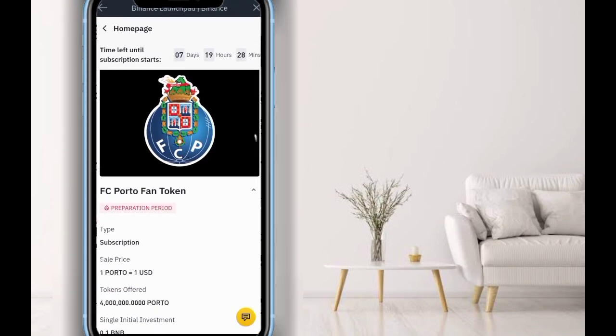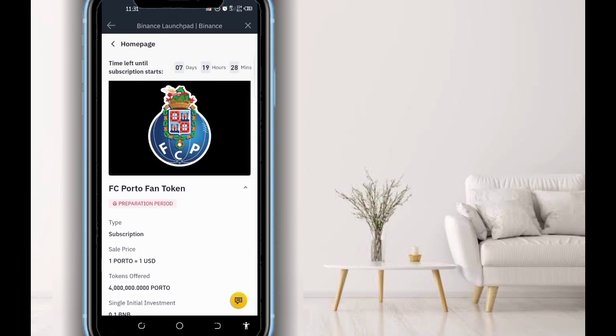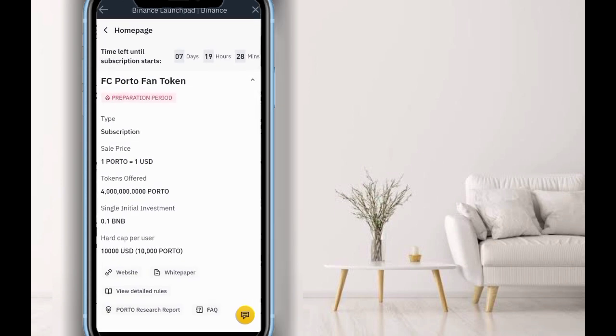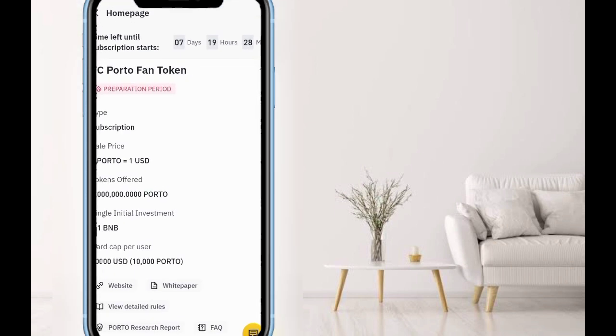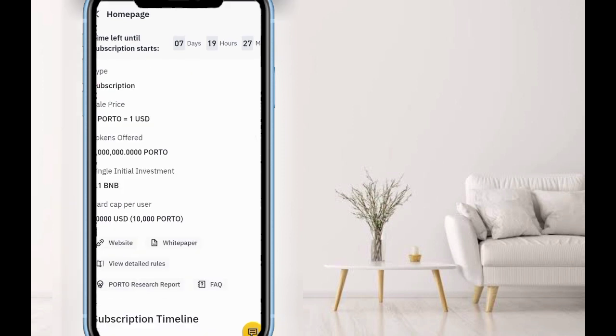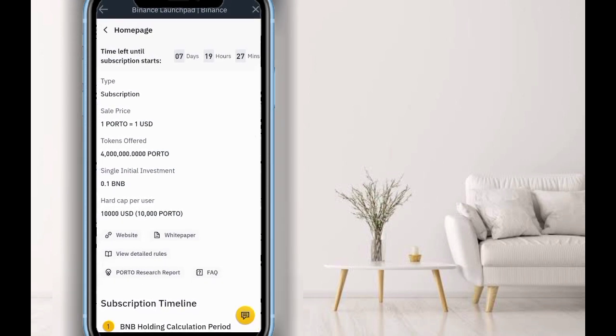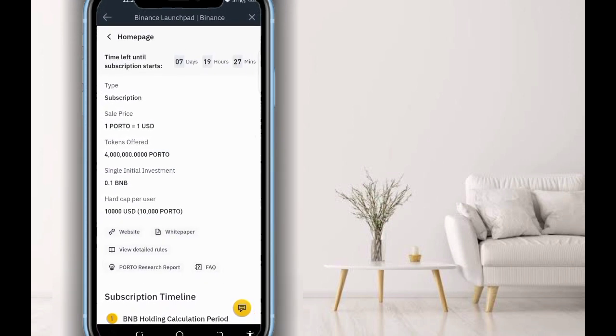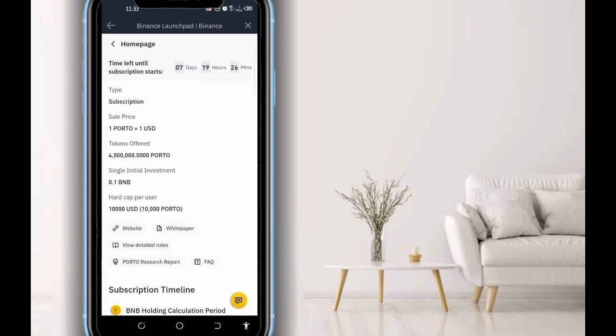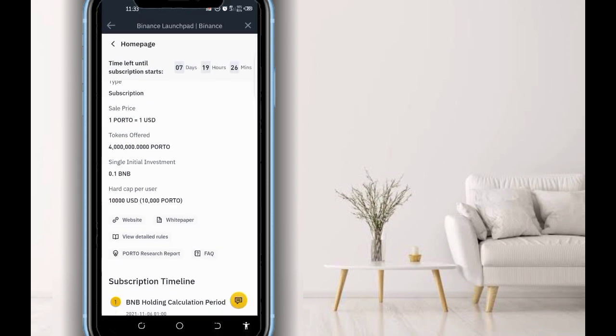This FC Porto Fan Token will be starting at a price of 1 Porto Fan Token to $1, which is equivalent to 1 USDT, as you can see below. If you look at the hard cap per user, you will see that it is 10,000 USDT, which is equivalent to 10,000 Porto. This cap per user simply says that you cannot buy more than 10,000 pieces of Porto Fan Token as of now. It also means that crypto whales cannot control the market, and you cannot spend more than $10,000 on this coin currently on their IDO.